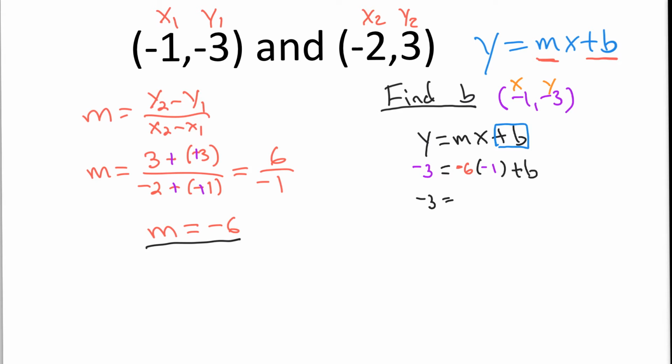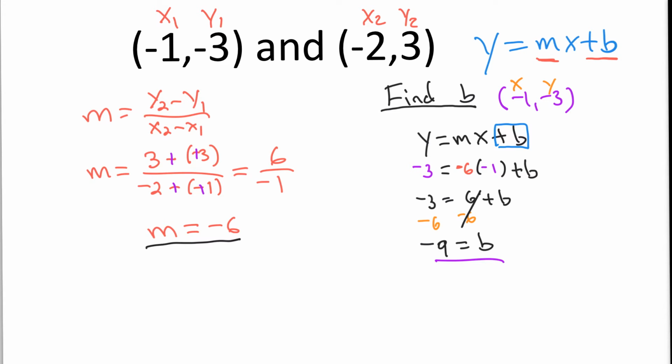I'm just going to multiply here, positive 6 plus b. You guys subtract 6 from both sides. So we get negative 9 equals, cancels b. So we do have the value of b. Now you guys put everything together.